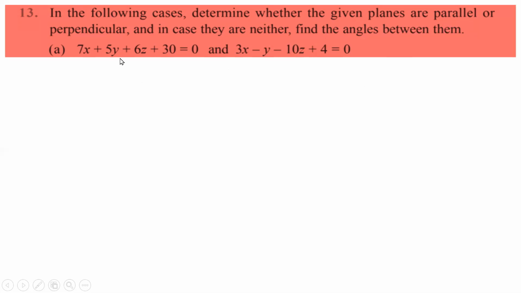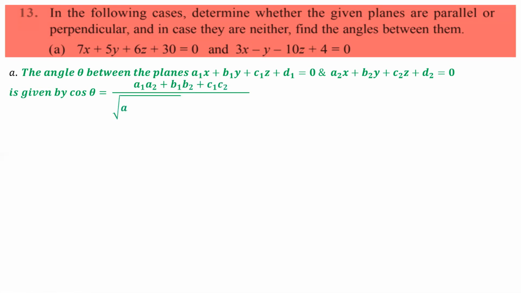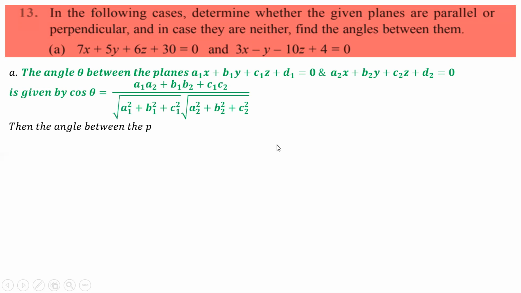Now look at these two equations: 7x plus 5y plus 6z plus 30 equals 0, and 3x minus y minus 10z plus 4 equals 0. If the angle between these two planes is theta, then cos theta can be written by the formula a1 a2 plus b1 b2 plus c1 c2 upon under root a1 square plus b1 square plus c1 square into under root a2 square plus b2 square plus c2 square. So if we compare the given equations, first of all write down what a1, b1, c1 and a2, b2, c2 are.